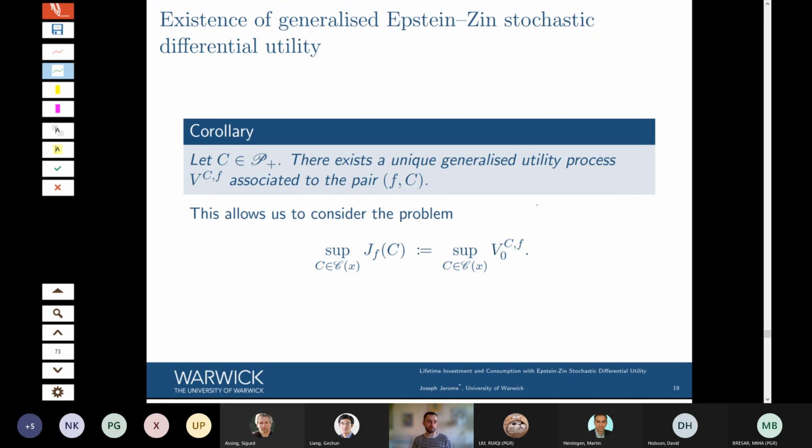So what we want now is to consider the problem without any evaluability constraints. Because we've got this generalization of the utility process, we just want to optimize over attainable consumption streams.